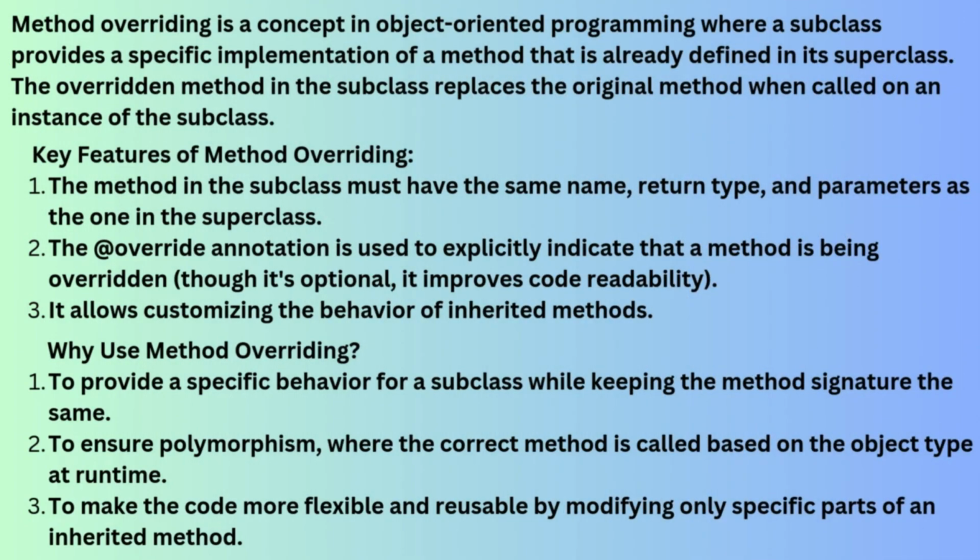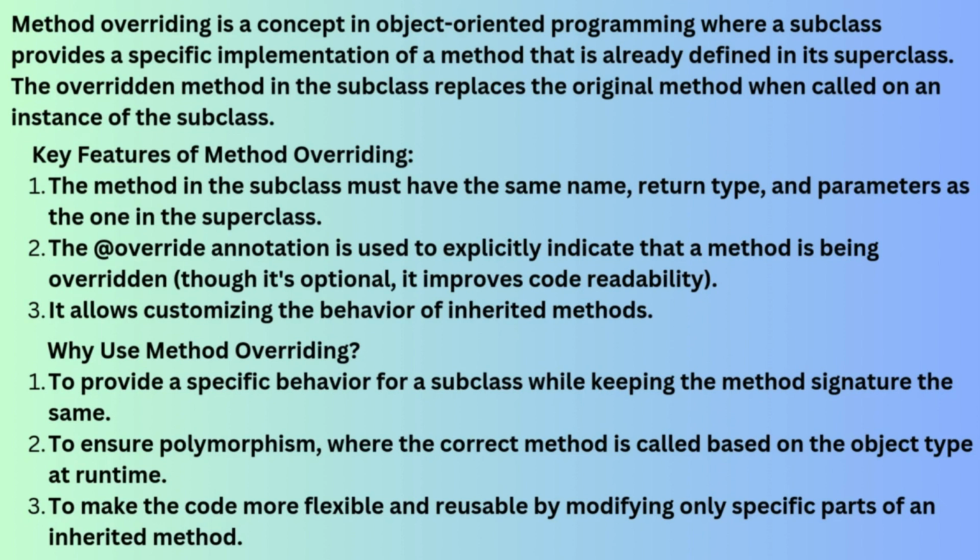Let's now understand method overriding in object-oriented programming. Method overriding allows a subclass to provide its own specific implementation of a method that is already defined in its superclass. When the method is called on an instance of the subclass, the overridden version is executed instead of the original one. Key features of method overriding.